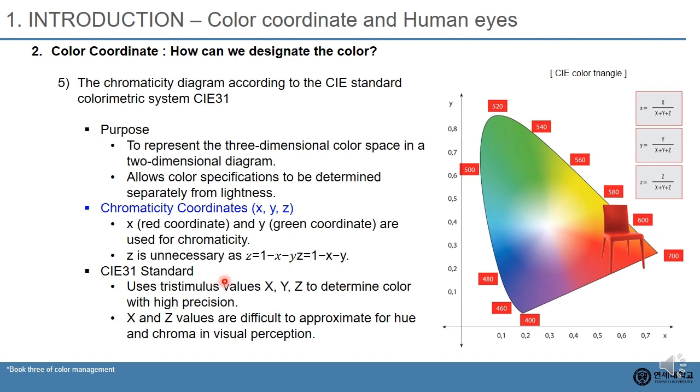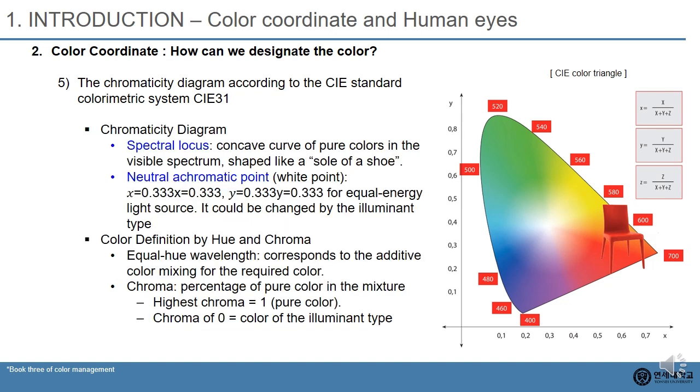The CIE 31 standard uses the tristimulus values X, Y, Z to determine color with high precision. X and Z values are different, approximately for hue and chroma, in the visual chromaticity diagram. The spectral locus. This is it.